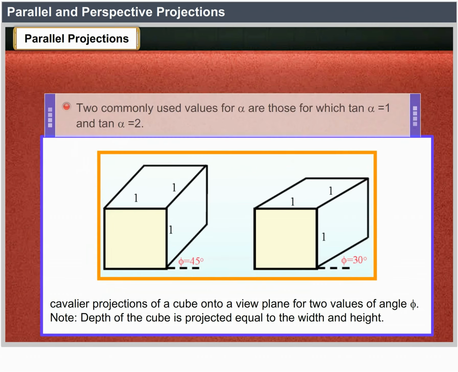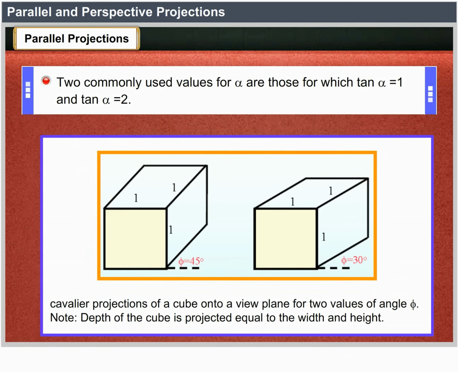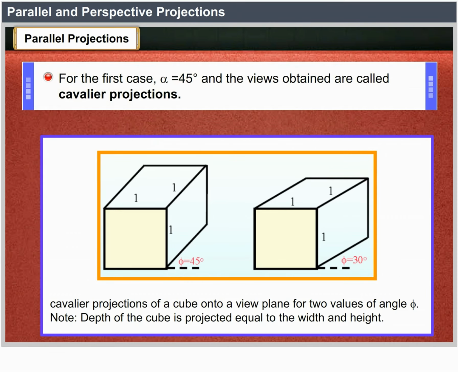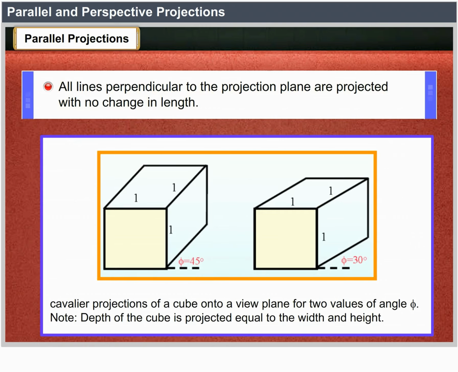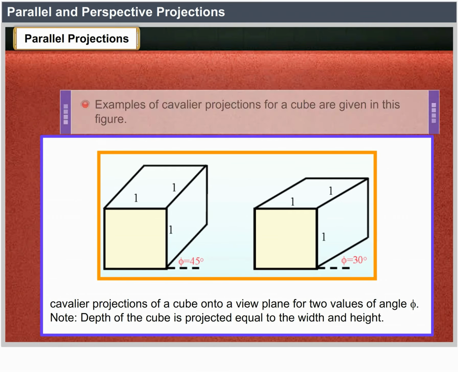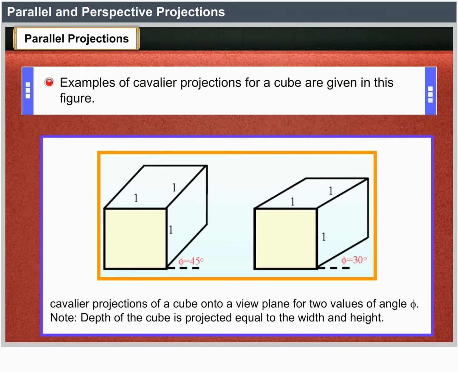Two commonly used values for alpha are those for which tan alpha equals 1 and tan alpha equals 2. For the first case, alpha equals 45 degrees, the views obtained are called Cavalier Projections. All lines perpendicular to the projection plane are projected with no change in length. Examples of Cavalier projections for a cube are given in this figure.